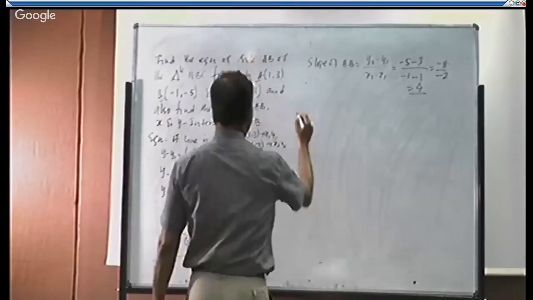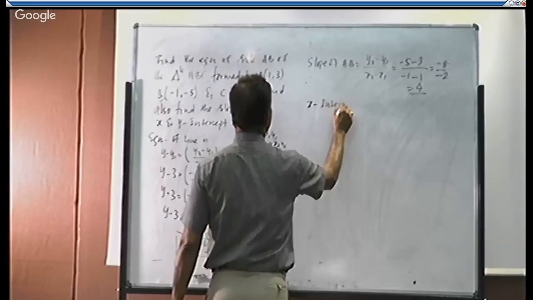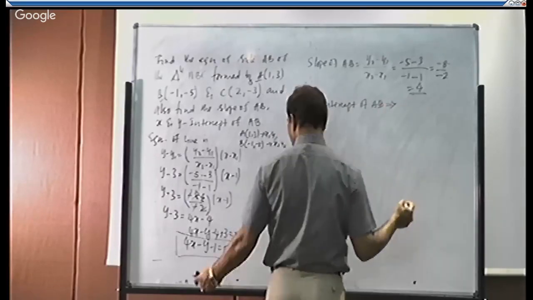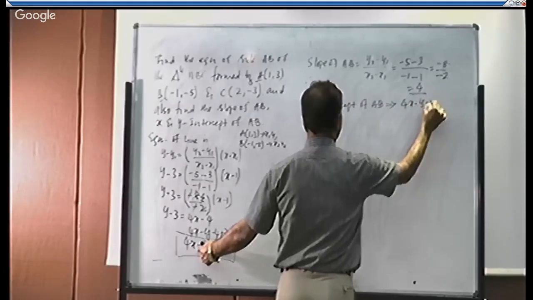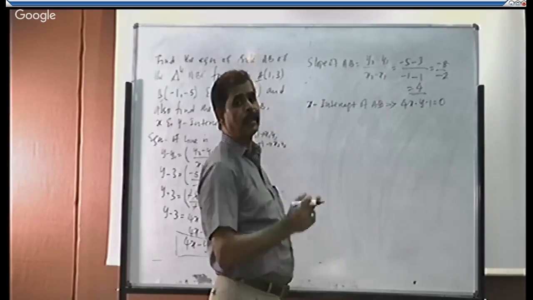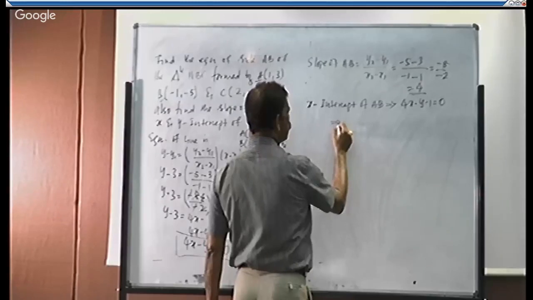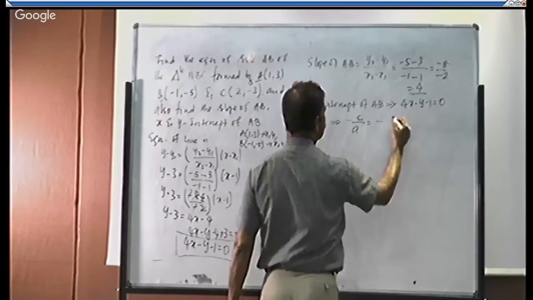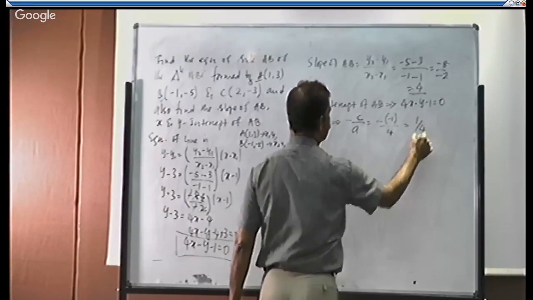Right? X intercept of AB. Equation of AB you should take. Equation of AB is what? 4x minus y minus 1 is equal to 0. From this also you can calculate slope. What is slope? Minus a by b. With that also you will get 4 only. X intercept is what? Minus c divided by a. c is what? Minus 1. a is what? 4. It is 1 divided by 4.